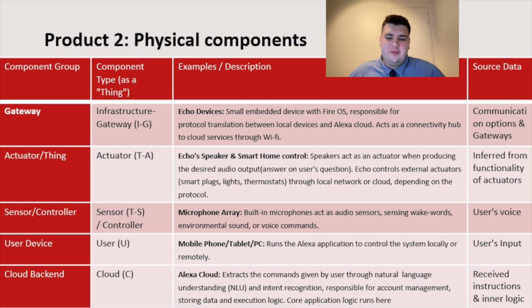The second important layer and component type is our cloud. The cloud is our main computational power. It extracts the executional logic from the user's natural language, and it is also responsible for account management and storing the data. So the core application logic runs there.